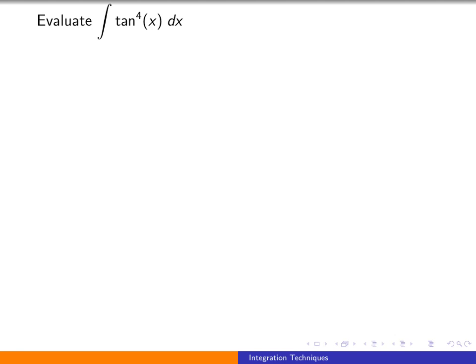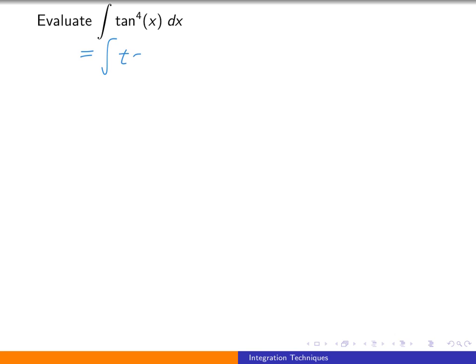In this example, we are going to anti-differentiate tangent to the fourth power, based upon the form of our integrand being just an even power of tangent with no secant term present. The guidelines that we have for evaluating integrals of this form suggest that what we should do is apply this power reduction technique and then algebraically expand and repeat as necessary. So let's see what that means.